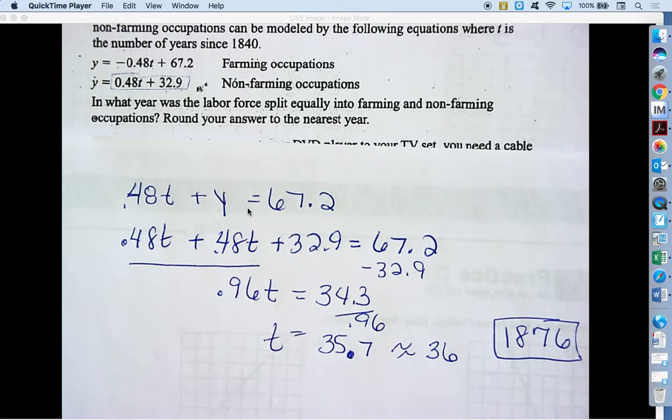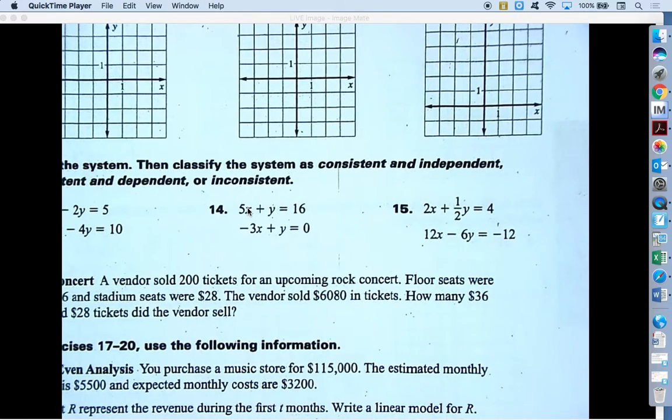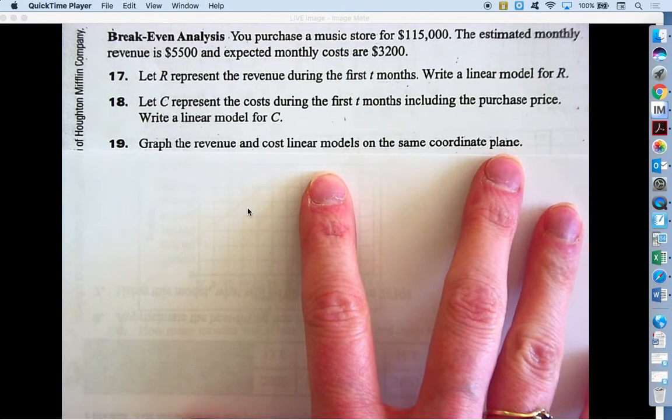On 3.1, 17 through 20. So you didn't have to do the graphing problem. But you did need to do 17 in order to do 20.